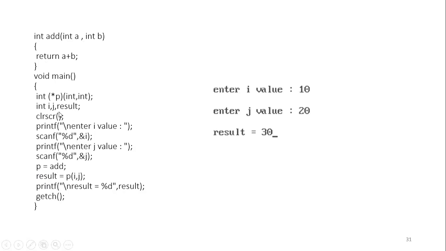Result is an integer variable. Now I am displaying the value of result. The value of result is 30. So here a pointer is used to point to a function. This is known as a function pointer.